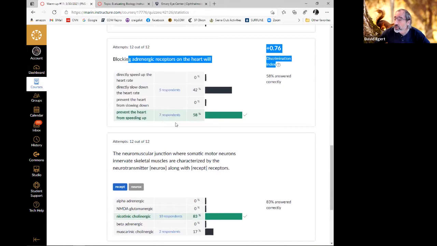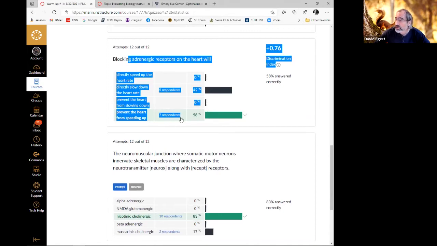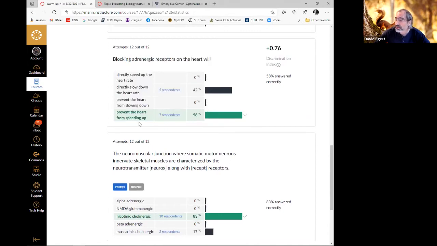Blocking adrenergic receptors on the heart. So this one, people, this gets a little more into a subtlety, but it's important that you understand the subtlety here. So blocking adrenergic receptors, it will not directly slow down the heart, right?